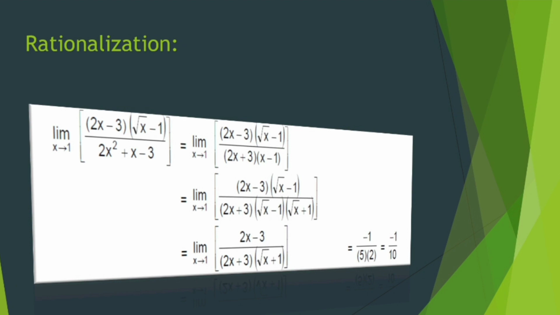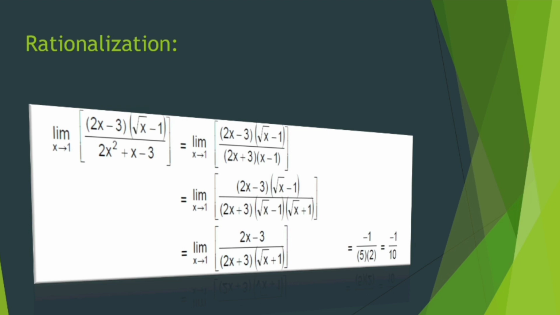Next, consider another example. Limit as x tends to 1, (2x minus 3 into root over x minus 1) by (2x square plus x minus 3). Here, putting x equal to 1, we can see that this limit is also of the form 0 by 0. Now, in the denominator, we can see this is a quadratic, so it can be factorized. So, 2x square plus x minus 3 can be written as (2x plus 3) into (x minus 1). Again, x minus 1 can be written as (root over x minus 1) into (root over x plus 1).